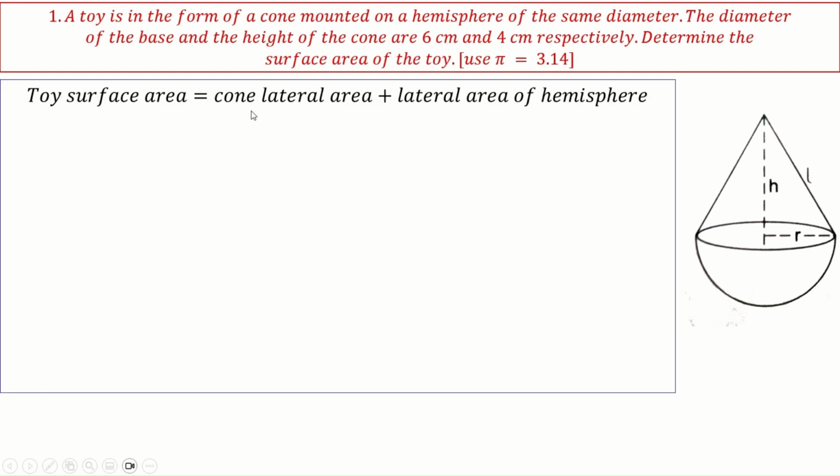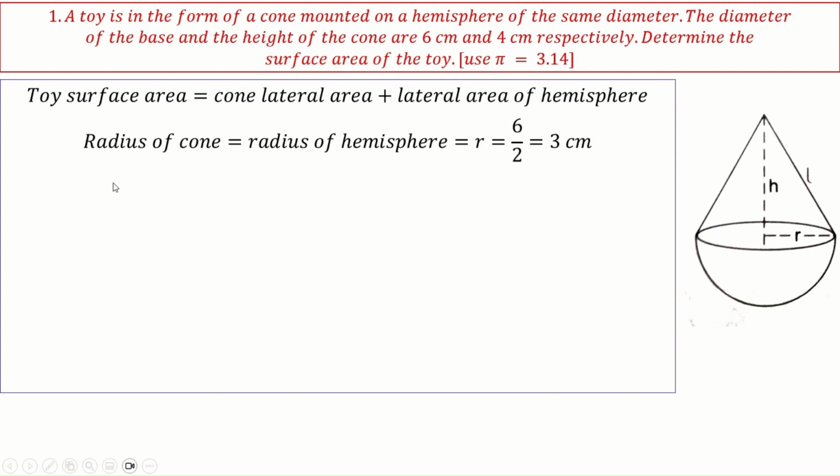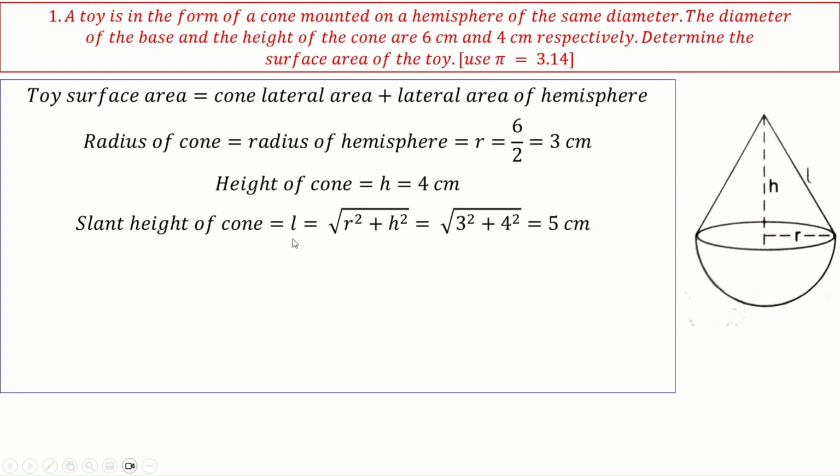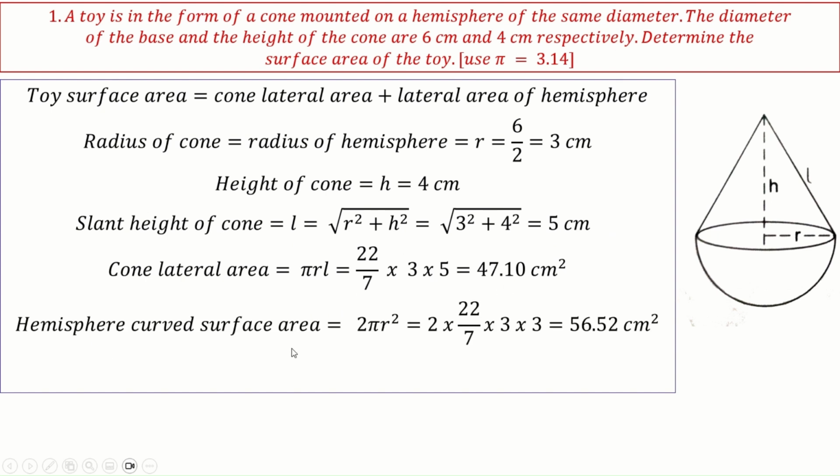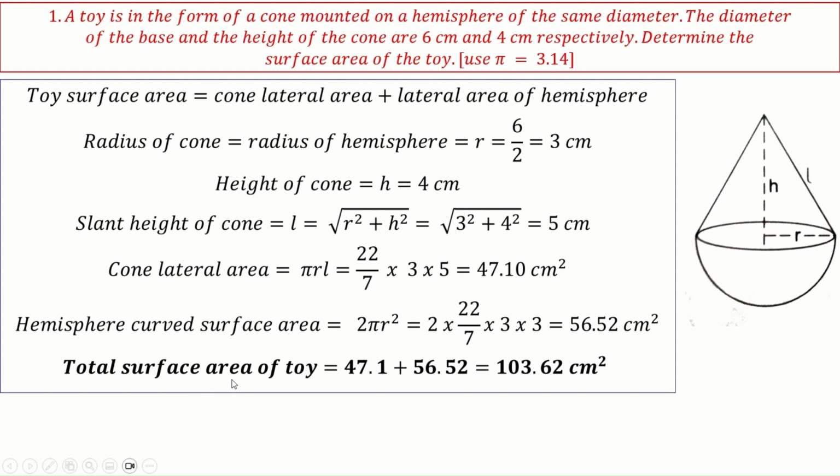It's the same. Toy surface area is cone lateral surface area plus lateral surface area of the hemisphere. Right? So radius of cone equals radius of hemisphere, which is equal to 3 centimeters. Height of the cone is 4 centimeters. Now slant height of the cone is 5 centimeters from the formula, right? So cone lateral area is around 47.1 centimeter square. Hemisphere curved surface area is around 56.52. So total surface area of the toy is around 103.62 centimeter square.